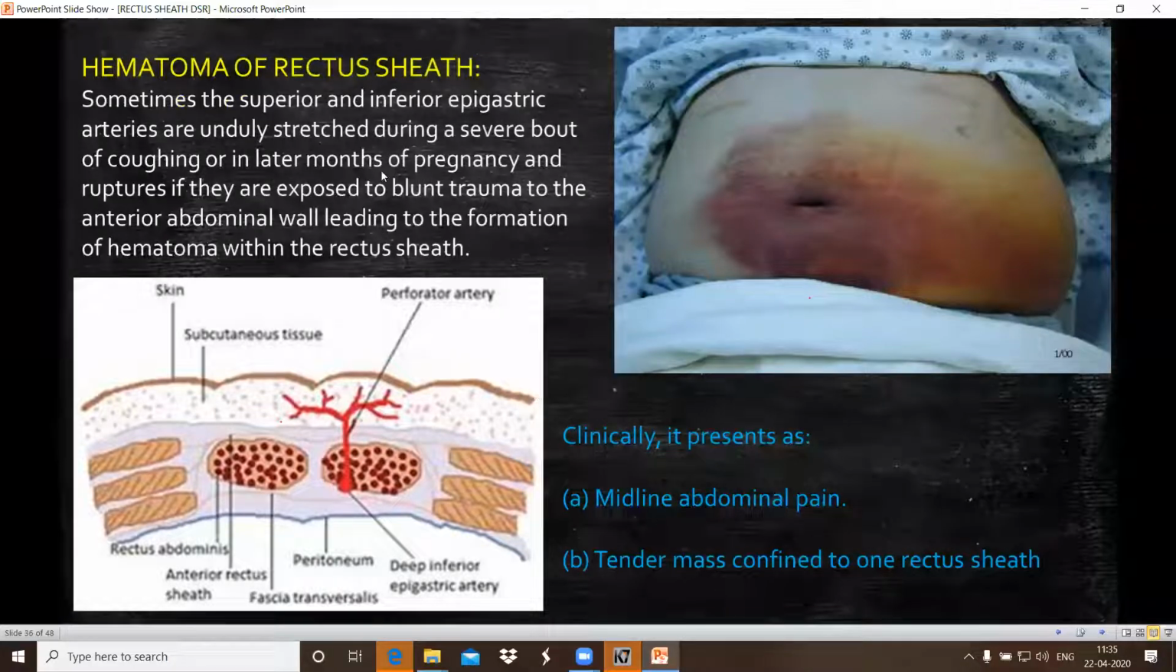Next, coming to the third one, hematoma of the rectus sheath. Already I told that the superior epigastric artery and inferior epigastric artery anastomose within the rectus abdominis muscle. So during pregnancy, or in the later months of pregnancy, or with gun trauma, hemorrhage can occur. This is the diagram showing the hematoma of those arteries. How does it present? Midline abdominal pain is present and a tender mass is confined to only one rectus sheath. So this is the hematoma due to hemorrhage of the superior epigastric and inferior epigastric arteries.